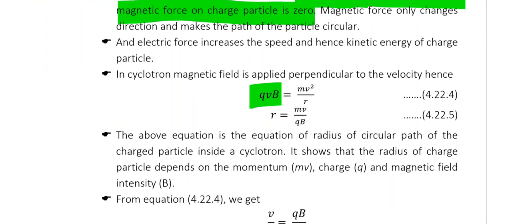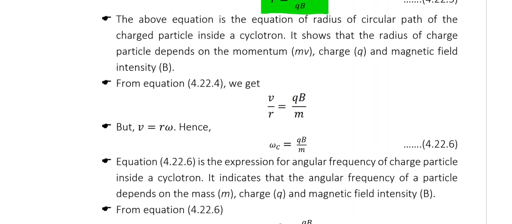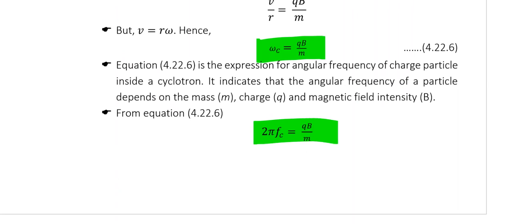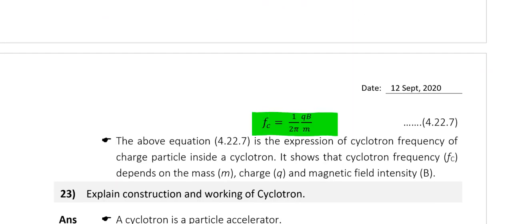And then you can find out the radius of the circular path. With this equation, you can find out angular frequency and you can find out cyclotron frequency. Okay, this equation is called cyclotron frequency. So that is all about the equations and basic working of cyclotron. In the next video, we'll see the construction and the working of cyclotron in detail. This is all for now. Thank you.